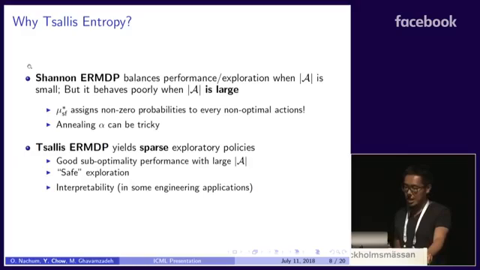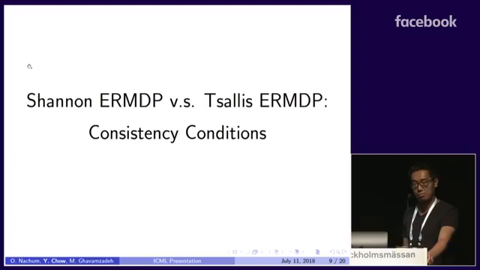Furthermore, in some engineering applications, especially in energy systems, for example battery charging problems, it is more explainable to use threshold-based policies, especially when the Q star of s, a depends on the battery level. So with all these comparisons, we also want to talk about the consistency conditions of these two, the Shannon entropy MDP and the Tsallis entropy MDP, and we want to stress that our contribution is on deriving the consistency conditions for the Tsallis case.